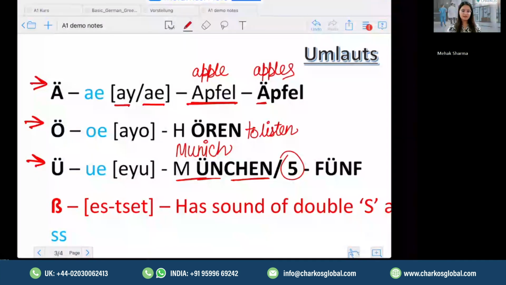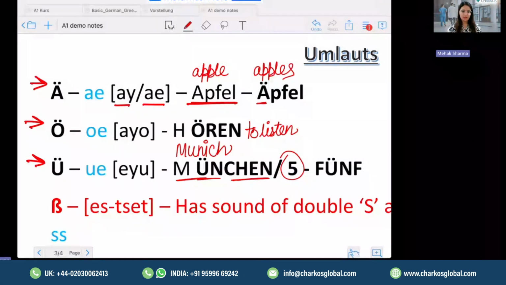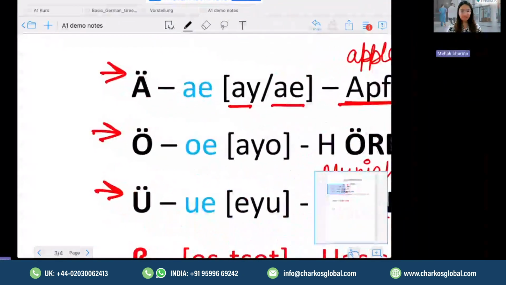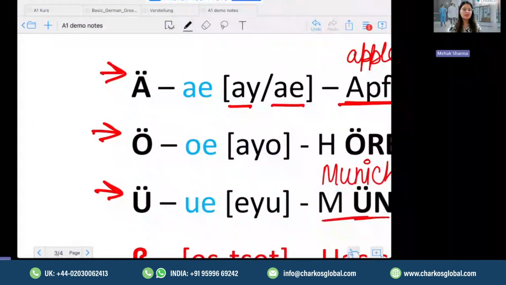München. Okay, so let's recall these three together. A umlaut would sound like A, O umlaut would sound like ear, U umlaut would sound like ear. Okay. Now, as you can see, I have written something here in blue. What is it? Let's understand.